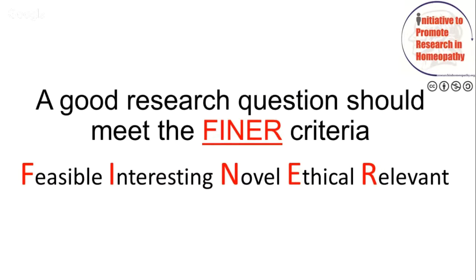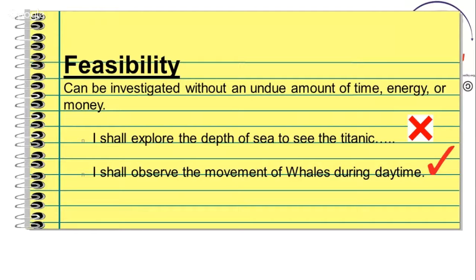A good research question should meet the FINER criteria. And when it meets the FINER criteria, it becomes a good research question. That is: feasible, interesting, novel, ethical, and relevant. Feasible: can it be investigated without an undue amount of time, energy, or money? For example, if I say I shall explore the depth of the sea to see the Titanic, no, it is not possible. It is not that easy. It is not that feasible. But if I say I shall observe the movement of whales during daytime, yes, that is quite feasible in an area where I have access.